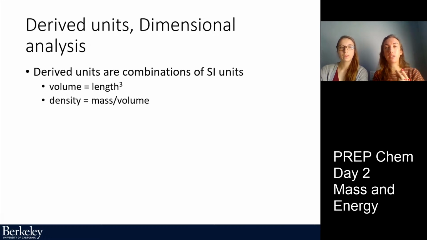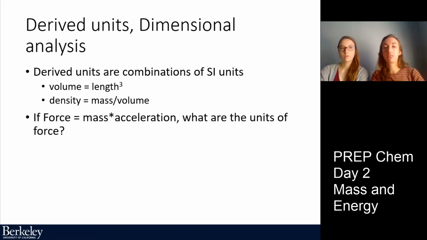So basically those SI units are the basic units that we build all other units out of. So milliliters are perfectly valid and useful units. They're just derived from length units. So similarly, density is a unit of mass divided by a unit of volume.